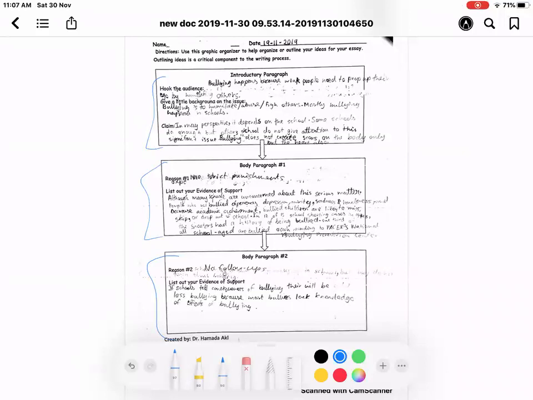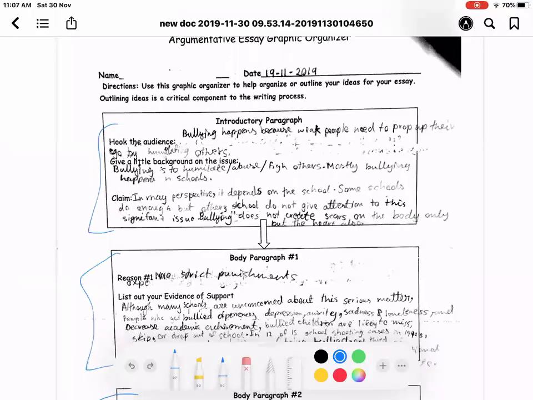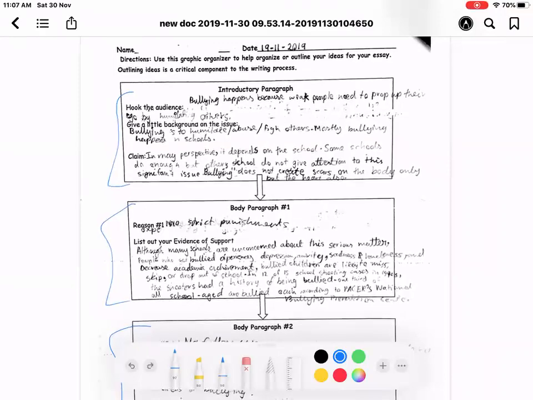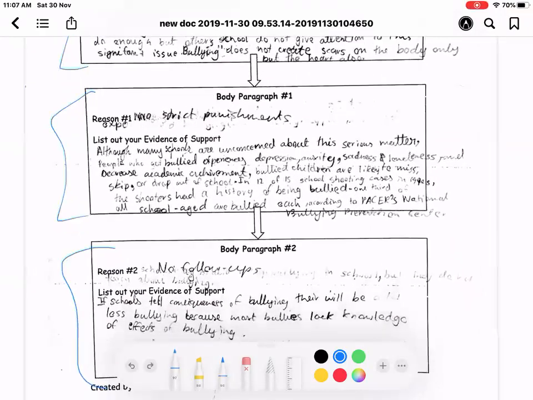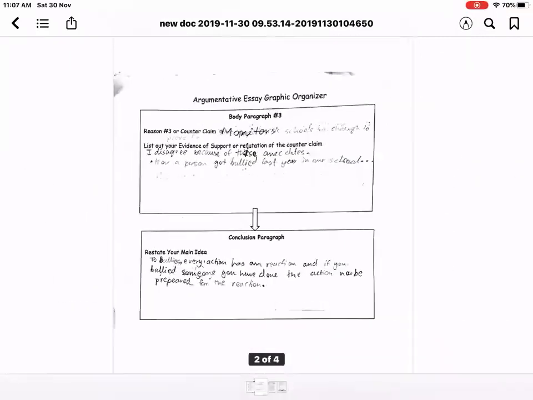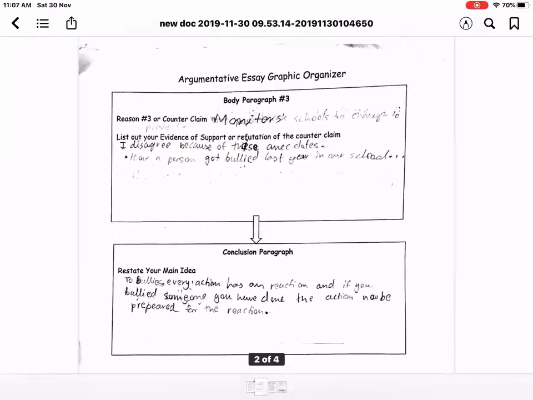I want you, on your own, to quickly have a look at the student's response for the graphic organizer. This is what he wrote. I'll send the attachment as well, I sent the PDF, in the description of the video. As you can see here, that's the introductory paragraph, body paragraphs 1 and 2, and body paragraph 3 and conclusion.